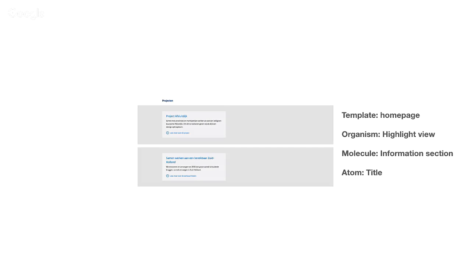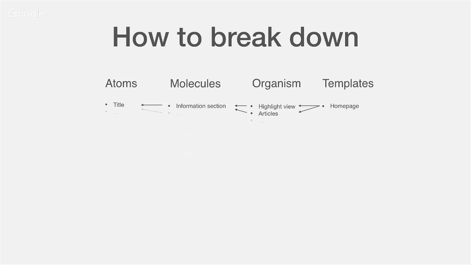And same for this other organism, it has the same structure. So it's an organism of articles, but it also contains that information section and also that title. Just to show you, you can have different paths, so you can reuse all your molecules inside any organism as long as it has the same design, the same interactions.